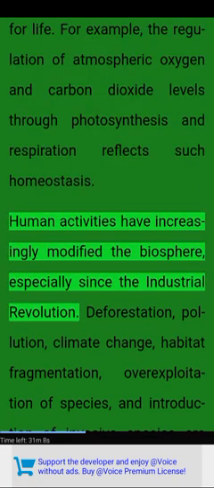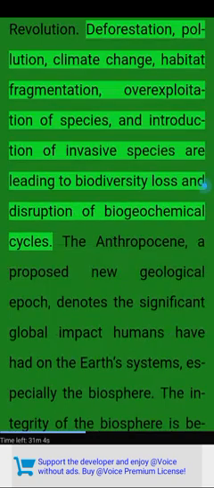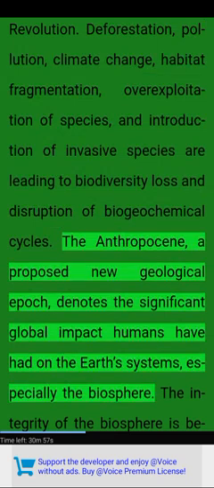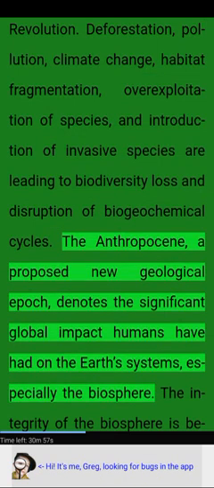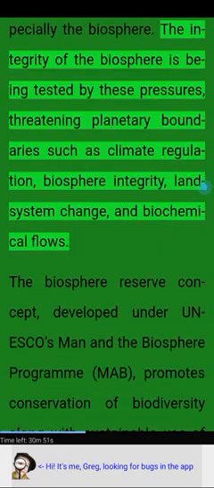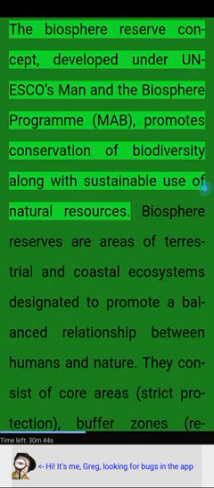Human activities have increasingly modified the biosphere, especially since the Industrial Revolution. Deforestation, pollution, climate change, habitat fragmentation, overexploitation of species, and introduction of invasive species are leading to biodiversity loss and disruption of biogeochemical cycles. The Anthropocene, a proposed new geological epoch, denotes the significant global impact humans have had on the Earth's systems, especially the biosphere. The integrity of the biosphere is being tested by these pressures, threatening planetary boundaries such as climate regulation, biosphere integrity, land system change, and biochemical flows.